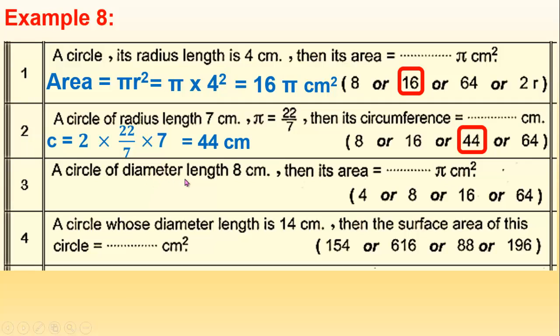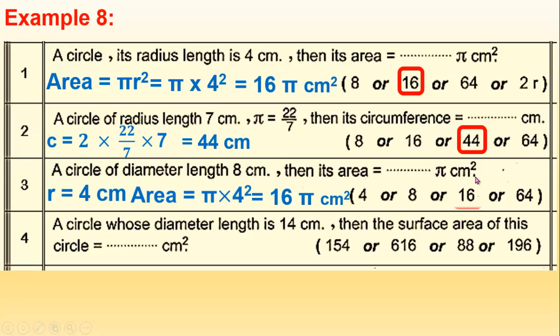Here I was given the diameter, so first I must calculate what is my radius. We know that the radius is half of the diameter, so our radius here is 4 centimeters. And the area will be equal to pi times 4 squared, which is equal to 16 pi centimeters squared. Again, I have here pi and centimeters squared, so what's missing is the 16. So the area of this circle is equal to 16 pi centimeters squared. Let's go now for the last one.